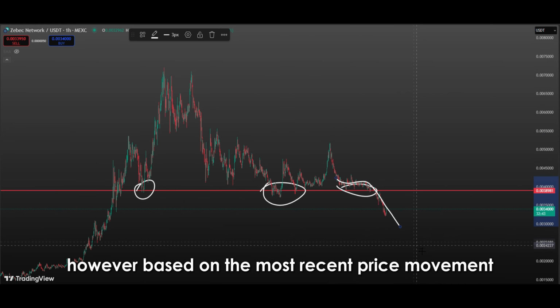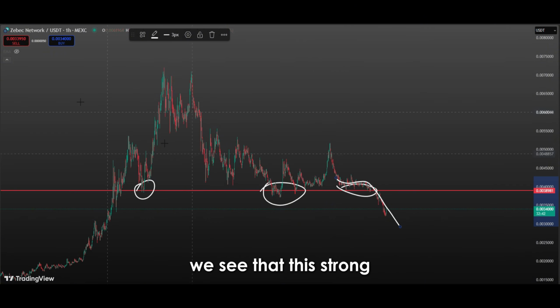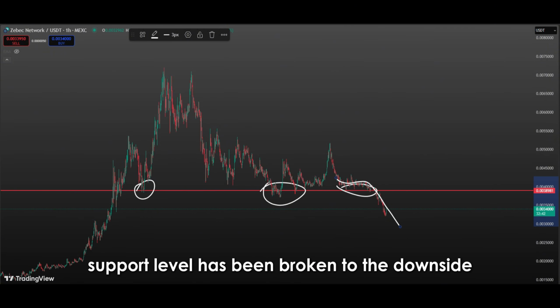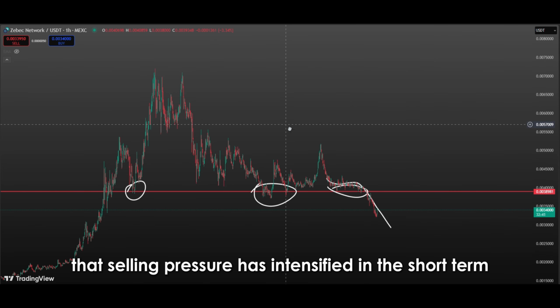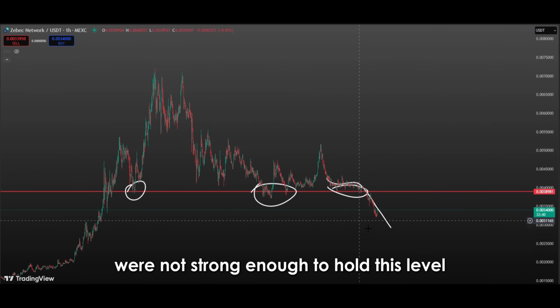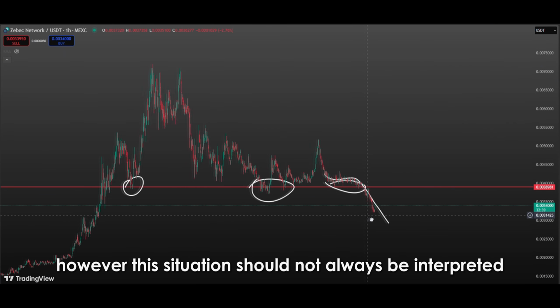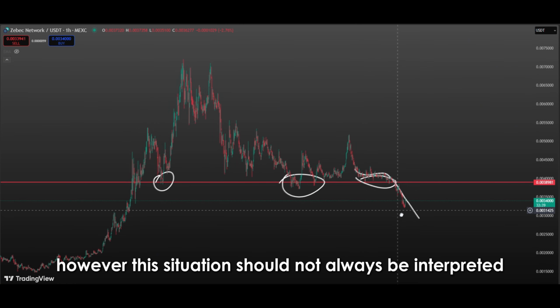However, based on the most recent price movement, we see that this strong support level has been broken to the downside. This breakdown may indicate that selling pressure has intensified in the short term and that buyers were not strong enough to hold this level. However, this situation should not always be interpreted negatively.